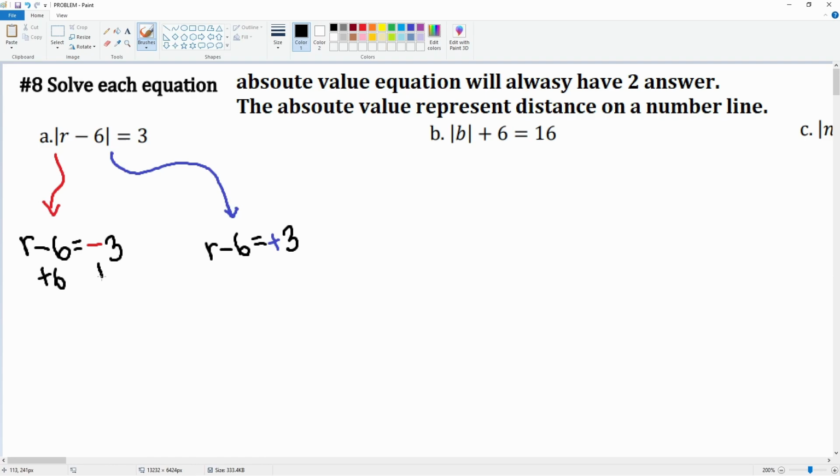So we're going to add 6 to both sides. This cancels. R is equal to 3. Next one, we add 6 to both sides. That's the same thing. R is equal to 9. So these are your two answers here.